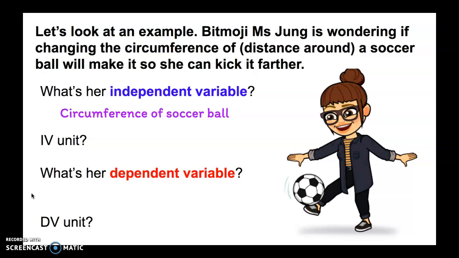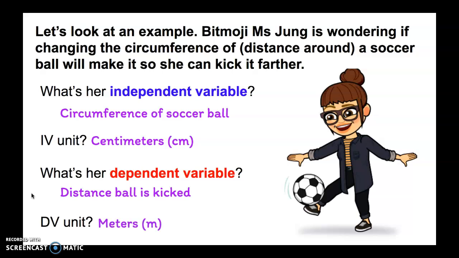Well, her independent variable is the circumference of the soccer ball, and that unit is going to be centimeters. Soccer balls are not huge, so centimeters make sense as a unit. Her dependent variable is the distance that the ball is kicked. For that, we want a bigger unit than a centimeter, but not so big as a kilometer, so we'll pick meters.